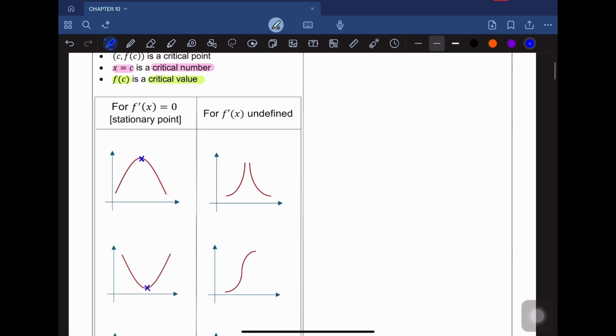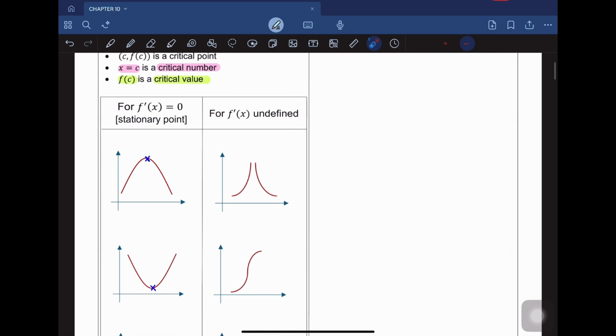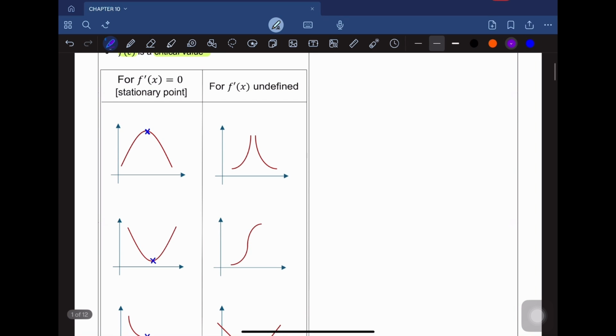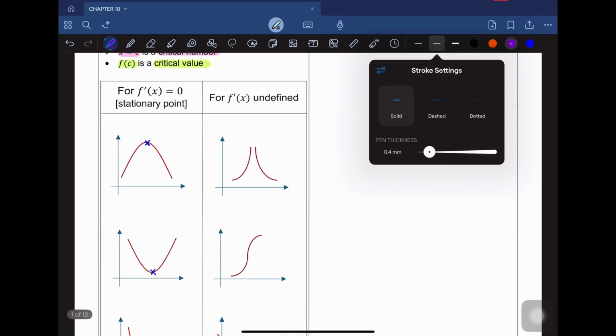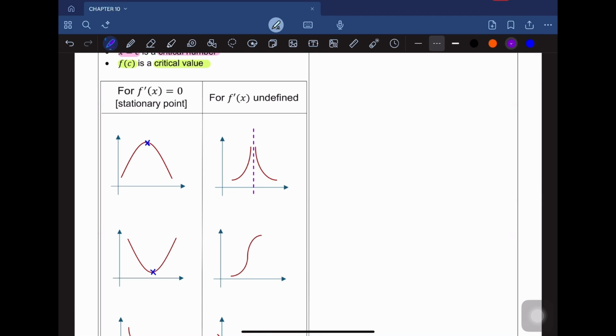Next one, the derivative is undefined, tak ada nilai. So for the first graph, the critical point is right here, dekat sini. Dia tak ada kecerunan, tak wujud kecerunan dia ataupun dia undefined. And then for the next graph, dia dekat sini actually, kat tengah tu.